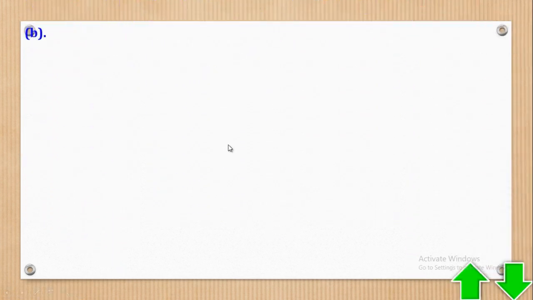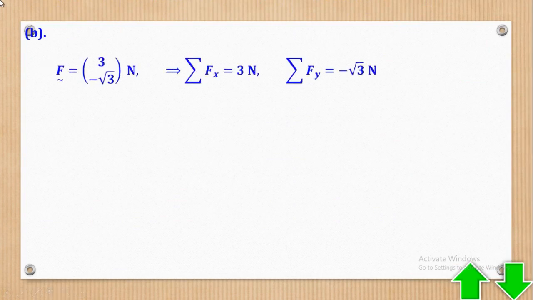So next they want the distance AX. So the distance AX, first of all, we know that resultant force horizontal component is 3, therefore summation of Fx is 3, and vertical component is negative root 3, therefore summation of Fy is equal to negative root 3.